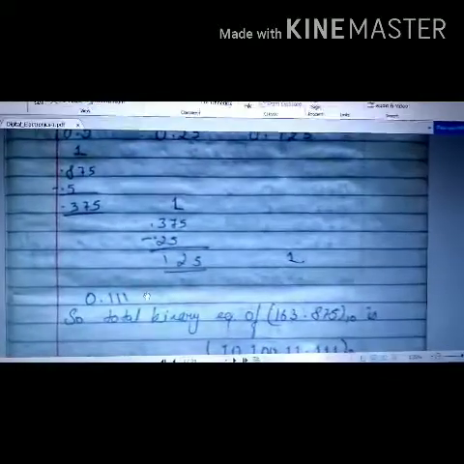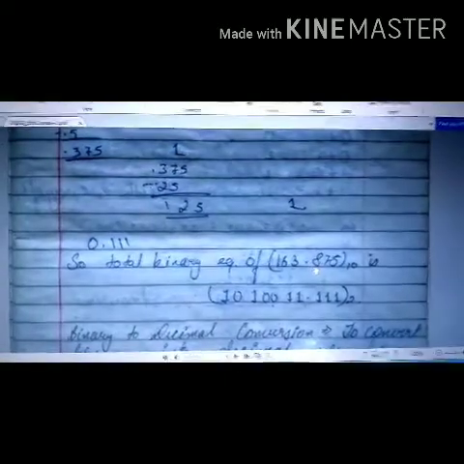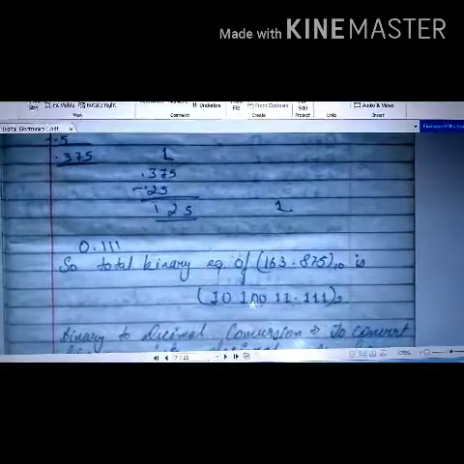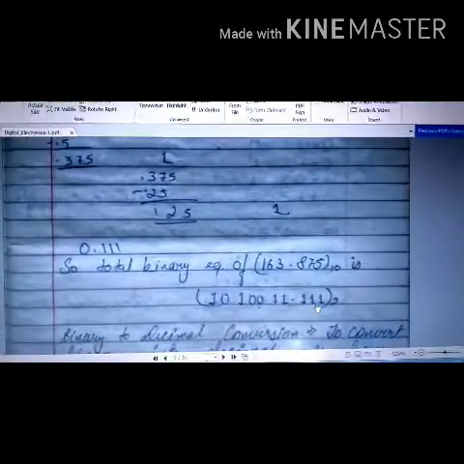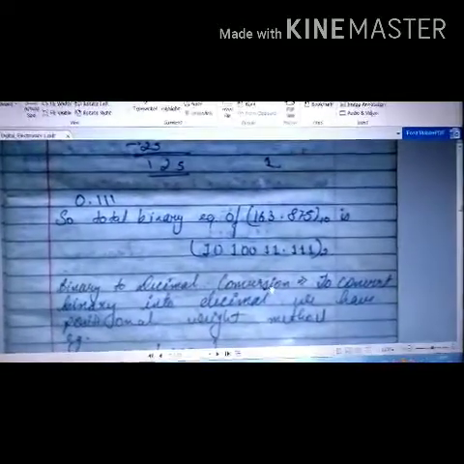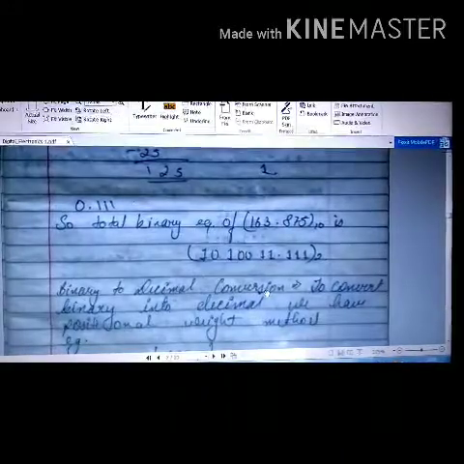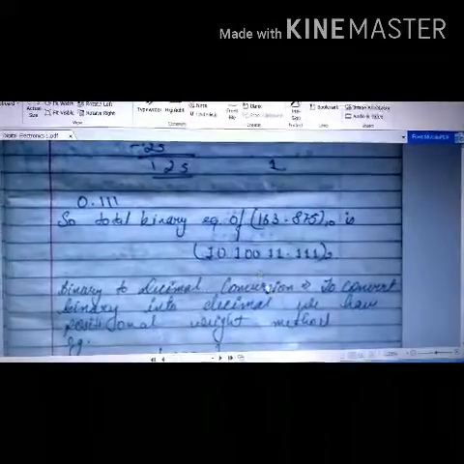In this way, if I take the binary equivalent of 163.875 to the base 10, it will be 10100011.111 to the base 2. Now binary to decimal conversion. To convert a binary number into decimal, we have the positional weighted method.